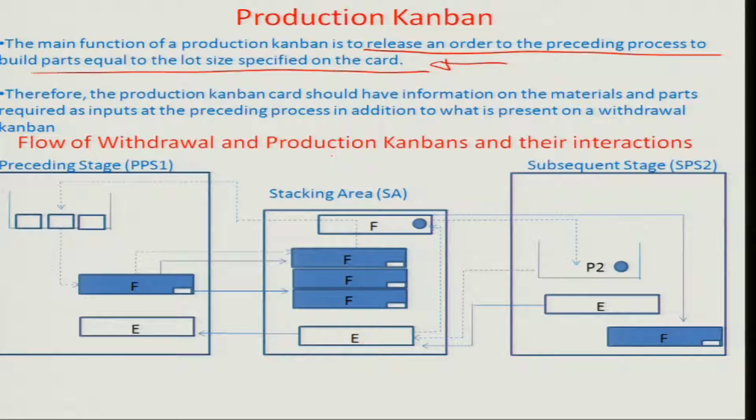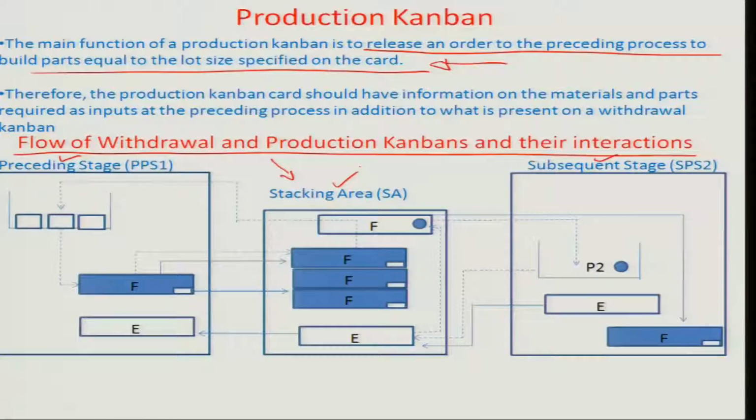If I just want to see the flow of the withdrawal and the production Kanban and their interactions, let us look at this particular case of two stations. One is the preceding stage PPS1 and the subsequent stage SPS2. These are two stations, and there is a stocking area in between where there is a little bit of stock to absorb the flow irregularities which may happen between the subsequent stage and the preceding stage. So let us see what part of the cycle the withdrawal Kanban obeys and what part the production Kanban obeys.